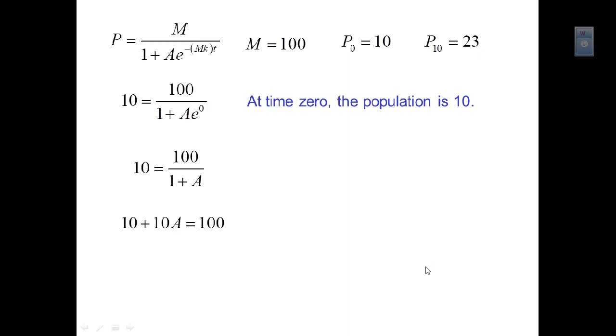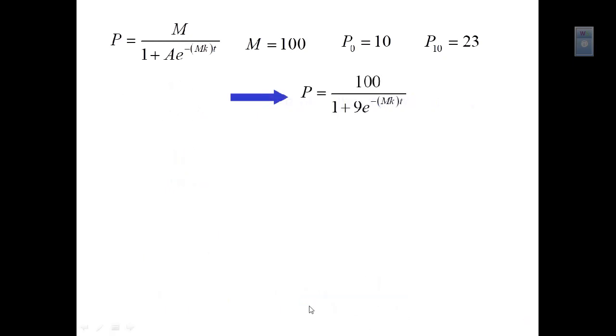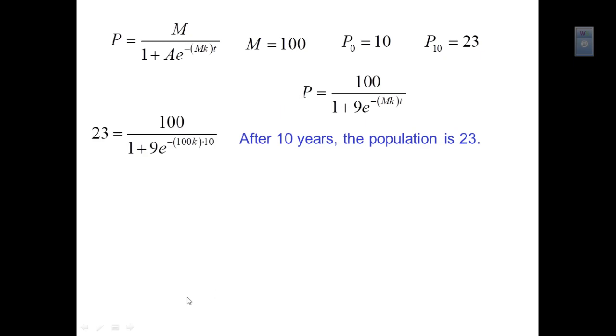All right, so we've already done this part. We already found that a is 9. So we end up with p is equal to 100 over 1 plus 9e to the negative 100kt. So we're going to use that equation with the 9 in place, because that 9's not going to change once we found it, to find out what k is. After 10 years, the population is 23. So 23 here, 10 here, and work backwards, and we can solve this.